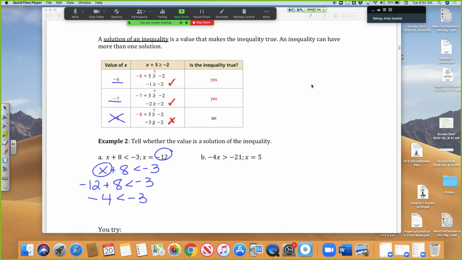And then we think about the answer here. Is this true or not? Is negative 4 less than negative 3? That means is negative 4 smaller than negative 3? No. I hear no's and I hear yeses. So let's look at a number line.